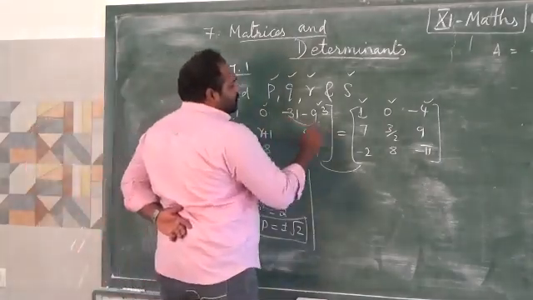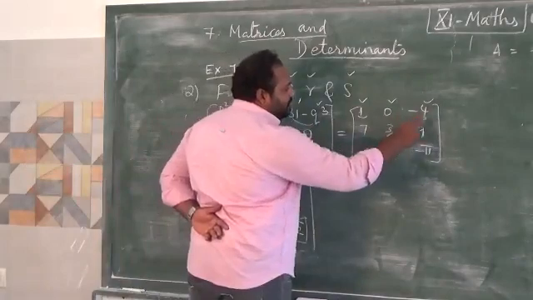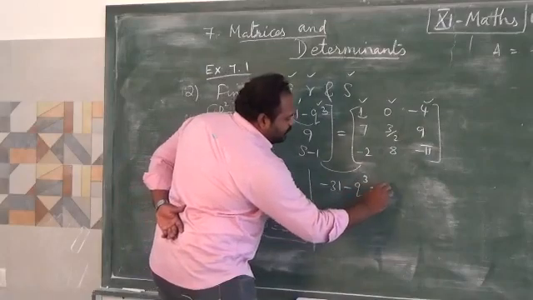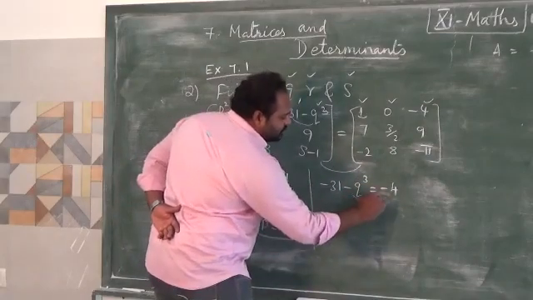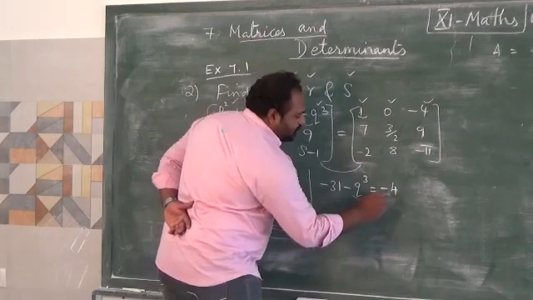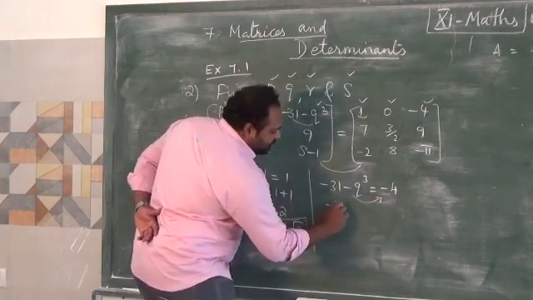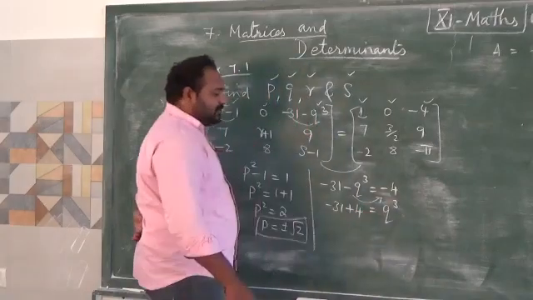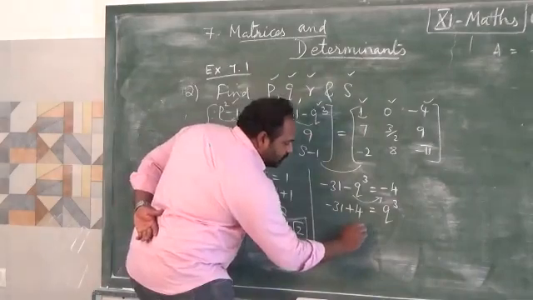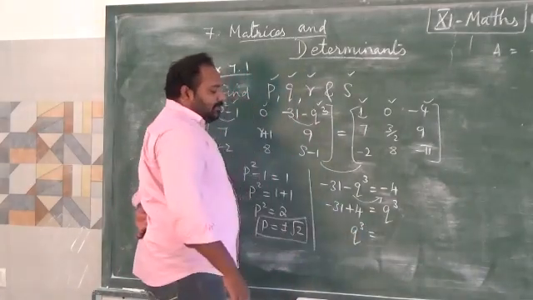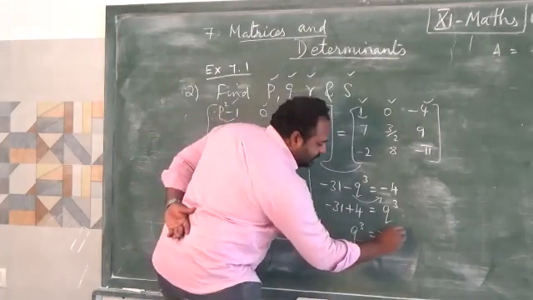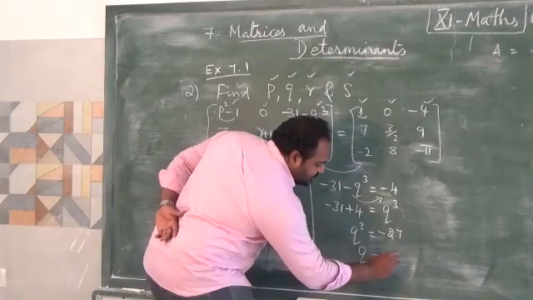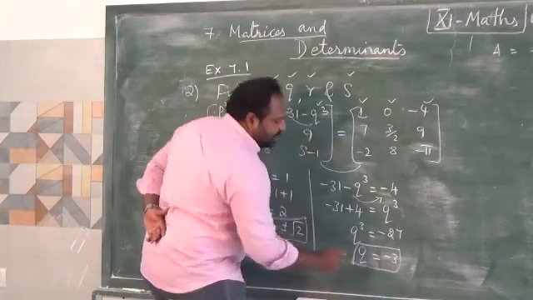Next, the Q value. I am going to take this element and equate it with minus 4. Minus 31 minus Q cube equals minus 4. So bring the Q cube to this side and the other to that side. Minus 31 will become plus 4, this is plus Q cube. So Q cube equals minus 31 plus 4, which is minus 27. If you take the cube root of minus 27, it is minus 3. The Q value is minus 3.